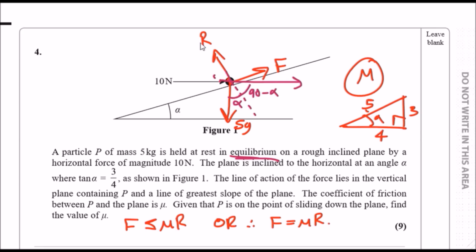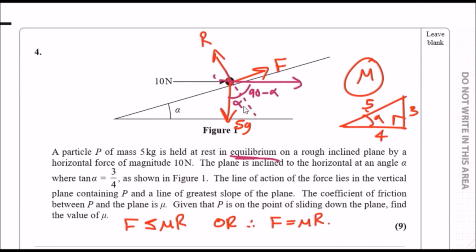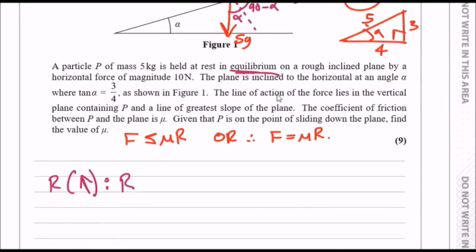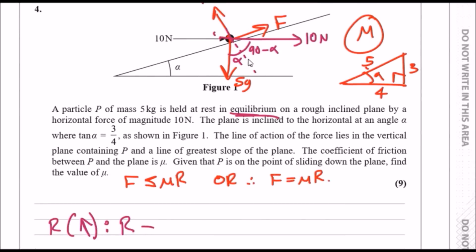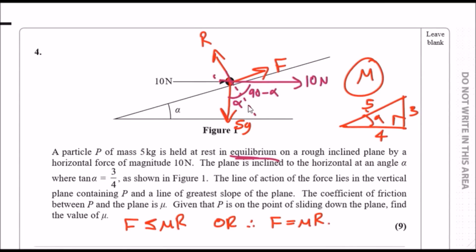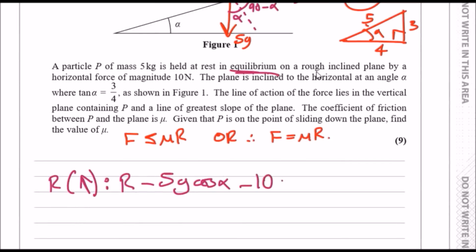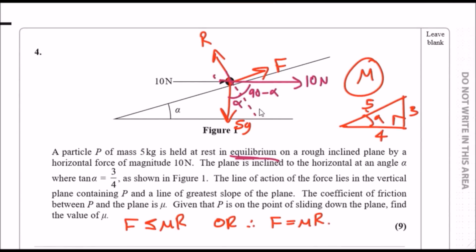So firstly, resolving towards the reaction itself, we should get R, and that's the only upward force. Now the downward forces, we have 5g cos alpha, and this one, 10 newtons. All right, 10 here. It will be 10 cos (90 minus alpha). So it'll be, let's do it here, minus 5g cos alpha. The reason why I'm using cos is that this is the method I use. Every time I'm resolving towards the downward force, I use cos. That's why I always aim towards the downward one. And this would be minus 10 cos (90 minus alpha). And all of this, I believe, should equal 0.